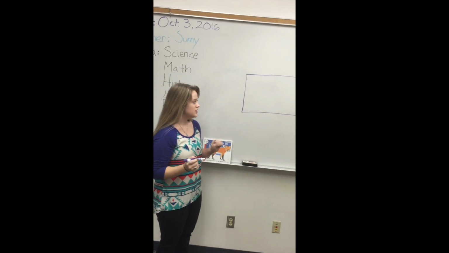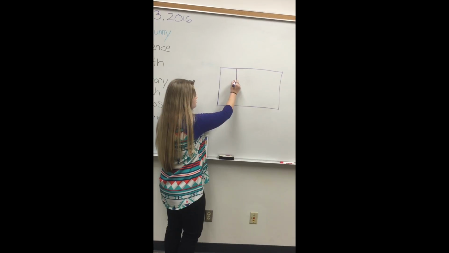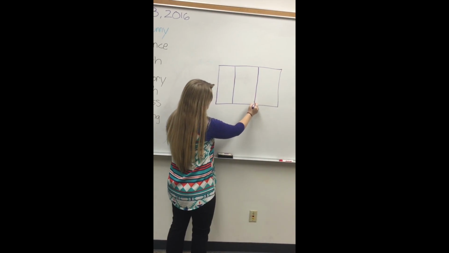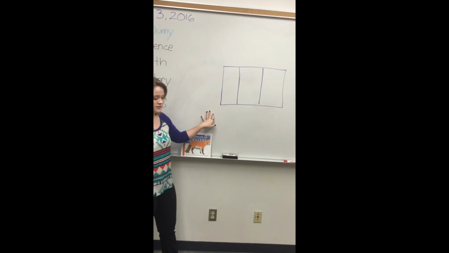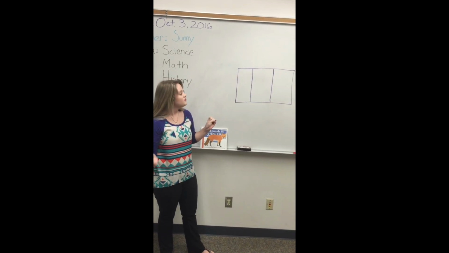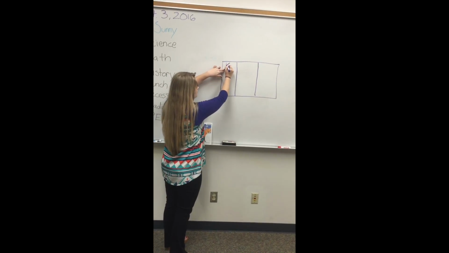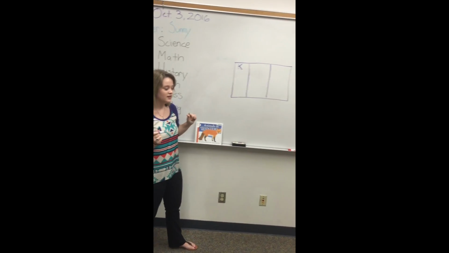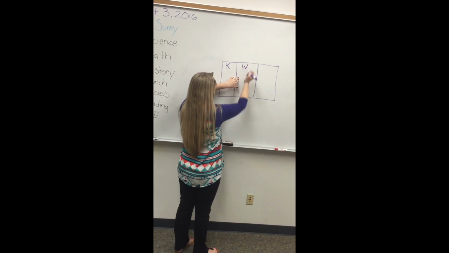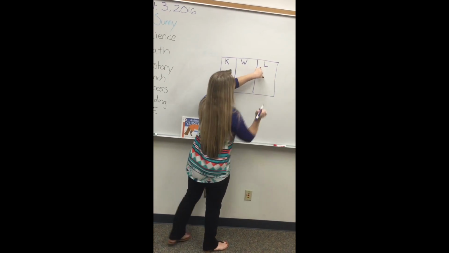On that paper, take your pencil and we're going to divide it into 3 parts. So we'll have the first section, and we'll make the second section, and then you have your third section. So if everybody can make sure your paper looks like this, then in the first section up at the top, write a K. In the second section, you're going to write a W. In your last section, write an L.